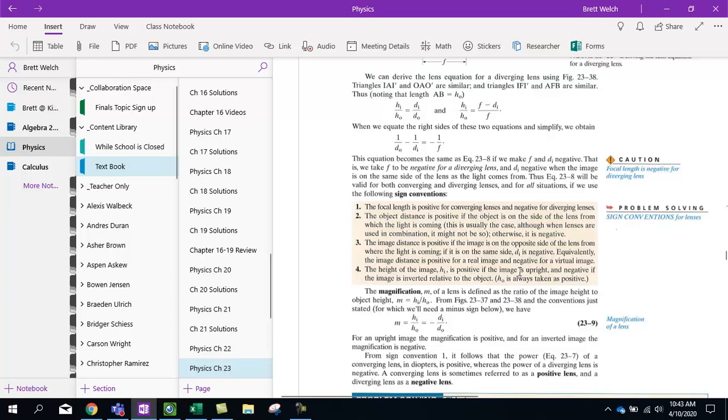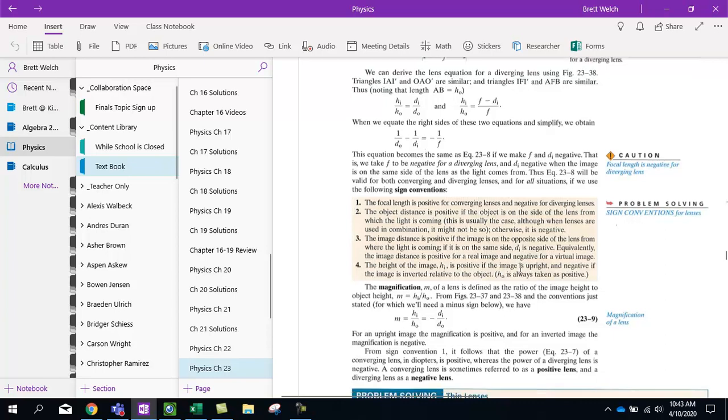Object distance is positive if it's on the same side, if it's on the, we'll call it the left, is the way we typically draw this. If it's on the same side the light's coming from, okay? This isn't going to matter until we do combinations, okay? When we do combinations, there's a chance that the object distance could be negative. We'll talk about that in that section.